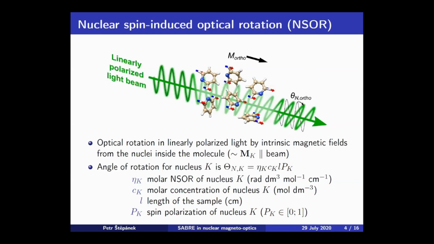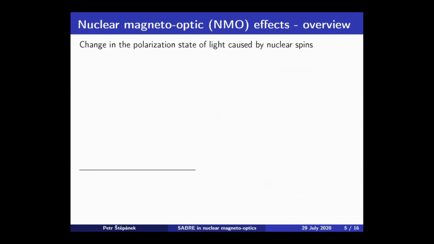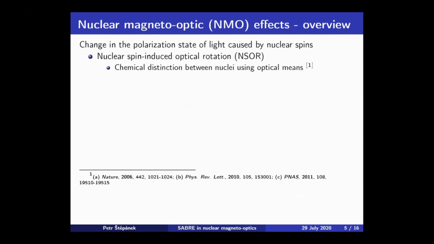What is different compared to the Faraday rotation is that this is a nuclear specific effect, which means that if our magnetization originates from protons, let's say in the ortho position in pyridine here, it produces some angle of rotation. But if we were to polarize, for example, protons in the meta position, this angle would be different. So NSOR is a nuclear magneto-optic effect, which we can in general define as a change of the polarization state of light caused by nuclear spins. NSOR was the first of these that was observed and is by far the most studied and most well understood of these.